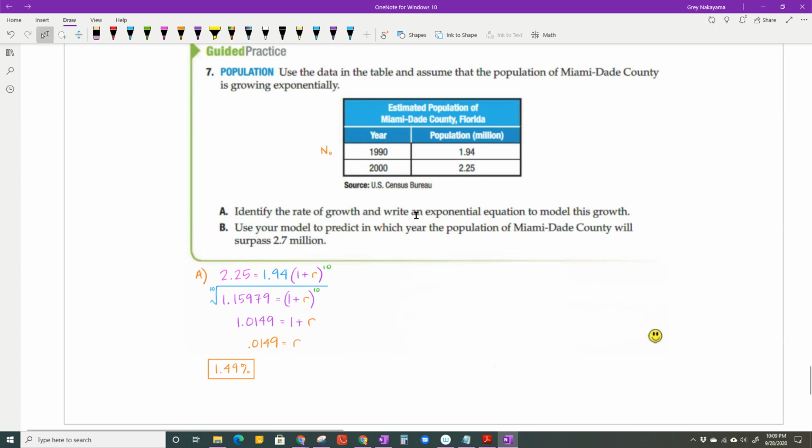They asked us for an exponential equation to model this growth. And the thing that makes it a model would be to keep the initial amount and to keep the rate. So when I write that, N equals, I used the N correctly this time, N equals 1.94 times 1 plus that decimal. I went ahead and added 1 plus that decimal. It's this right here. See, that's 1 plus r. So that's what I put in right here because you always want to simplify your model.